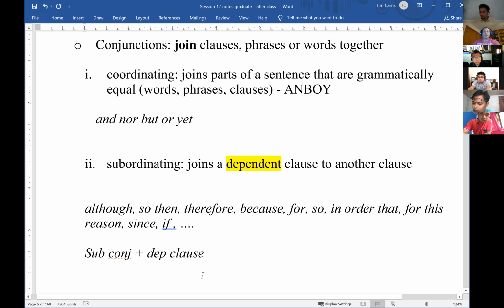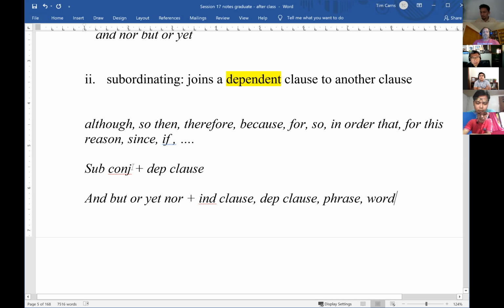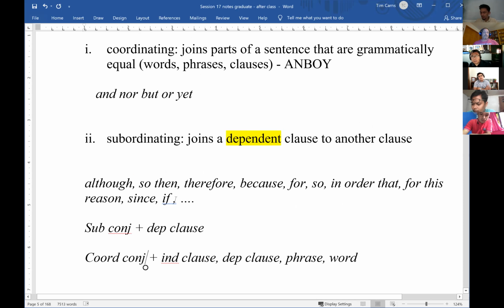If we have a coordinating conjunction like and, or, but, yet, or nor, then we know that what it's joining could be either an independent clause, a dependent clause, a phrase, or a word. All right? But a subordinating conjunction, by definition, will be introducing a dependent clause. This is why I've been spending a lot of time talking about this, because just knowing the kind of conjunction already tells you a lot about the sentence.